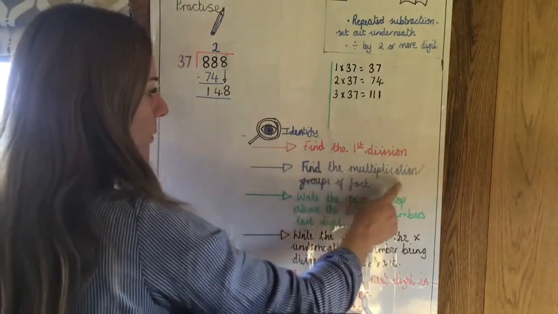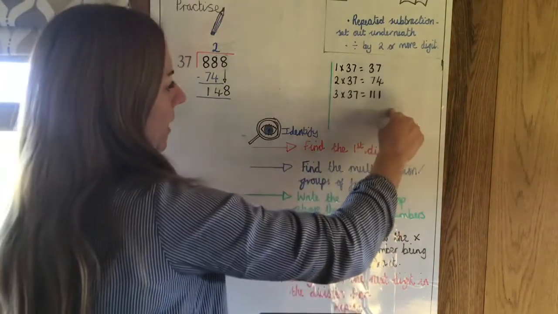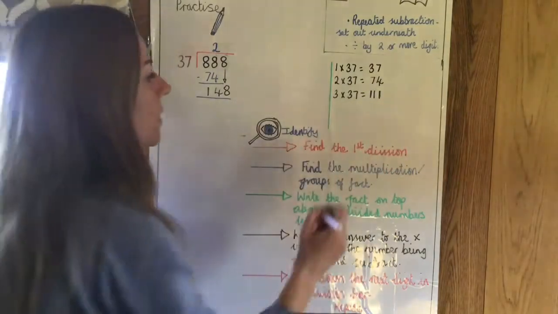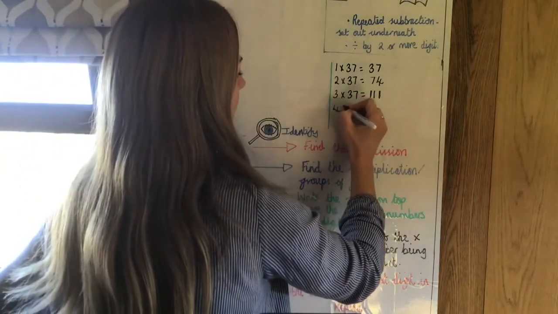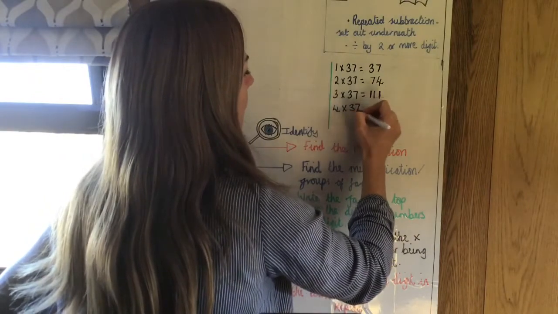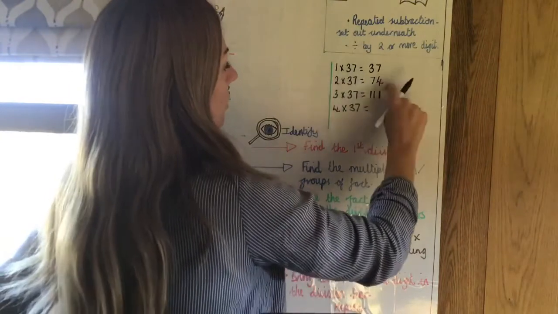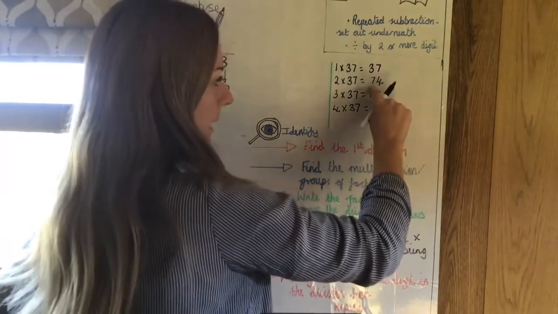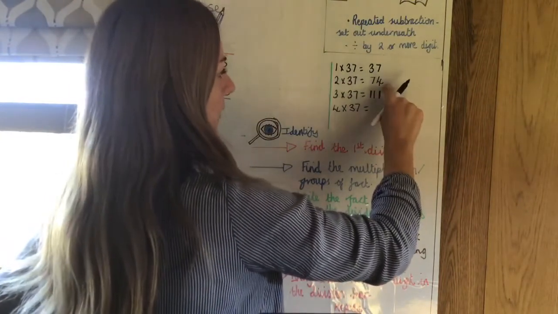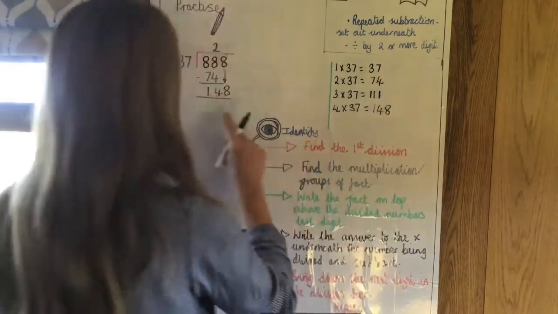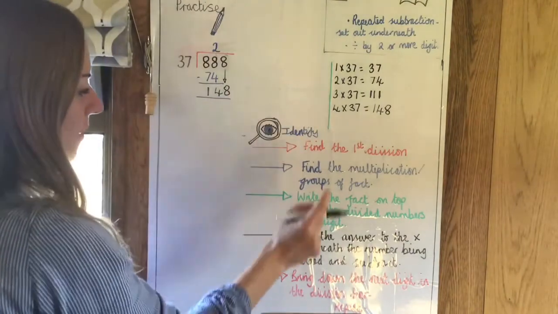Now I find the multiplication. So far in our 37 times table, we got up to 3 lots of 37. So let's try 4 lots of 37 to see if we can get closer. When I find 4 lots of a number, I just double 2 lots of a number. So here's 2 times 74: double 70 is 140, plus the double 8 is 148. Look, bingo.